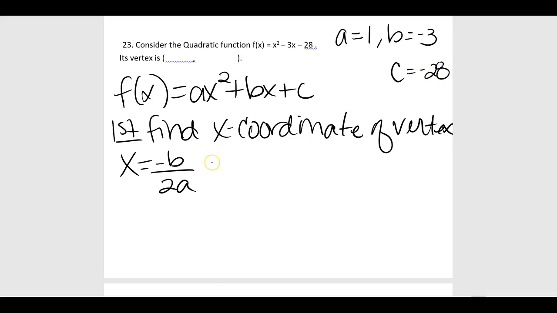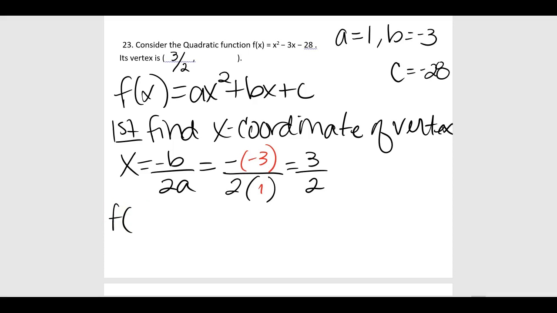So let's find our x coordinate of the vertex. So it's going to be negative b, so that's going to be negative 3, divided by 2 times a, which is 1. So that's going to be negative times a negative 3 is a positive 3 divided by positive 2. So the x coordinate is 3/2. Let's get the y coordinate. So to do that, you take your function and you plug in what you found for your x coordinate to get its corresponding y coordinate. So into your original function.